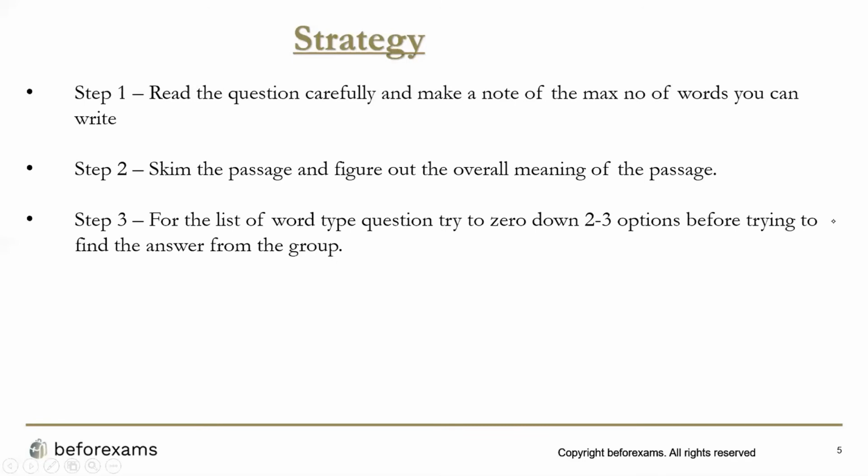Then for the list of words type of questions, try to zero down 2 to 3 options before trying to find the answers from the text. There will be a list of words which will be given. So eliminate the words from the list and try to zero down the words to 2 to 3 options. Many a time it could be the case that you can find the correct option just by guessing, without looking at the passage. But try to zero down to 2 to 3 options, because when you are reading the passage or skimming and scanning it, it will be a cakewalk for you to find the answer from there.